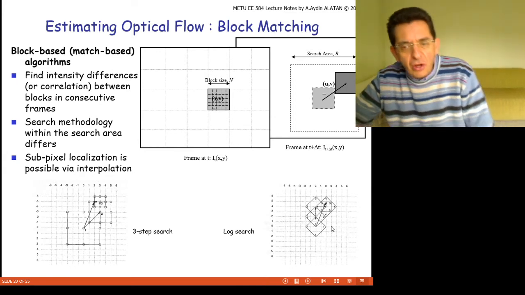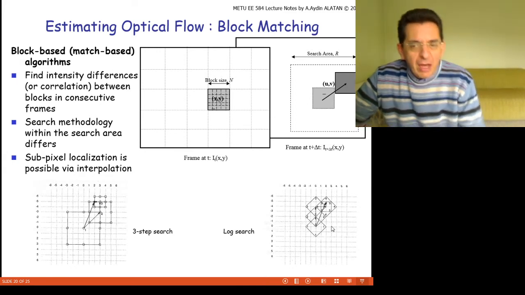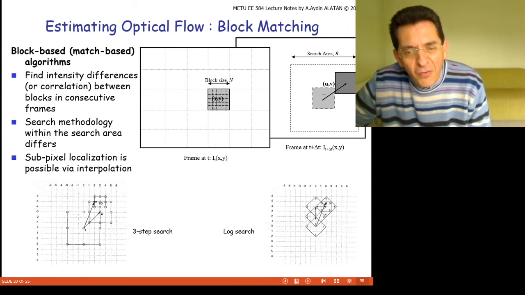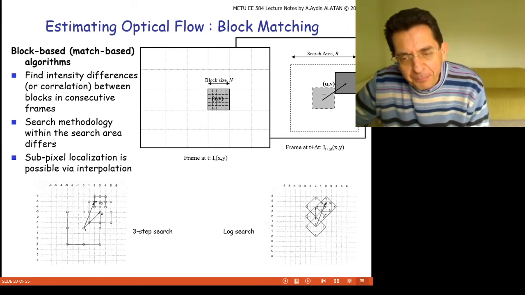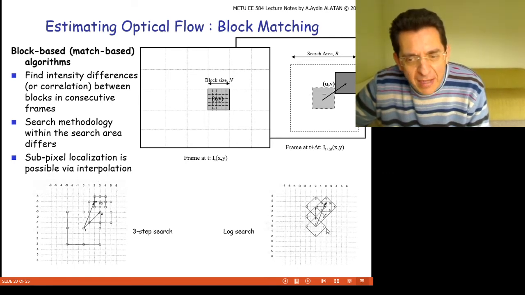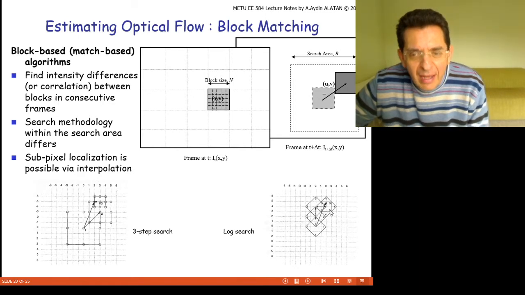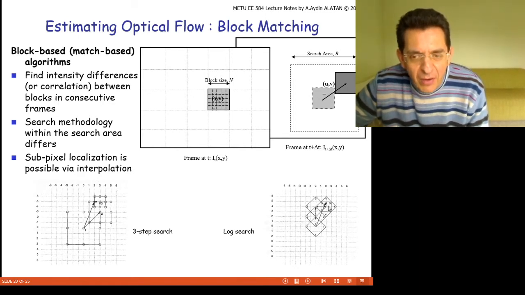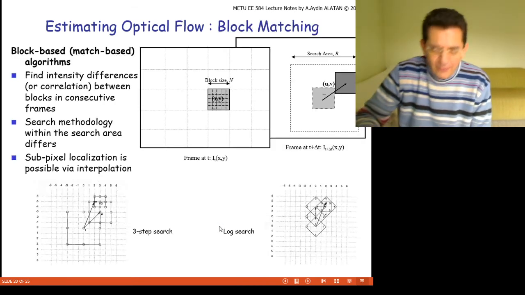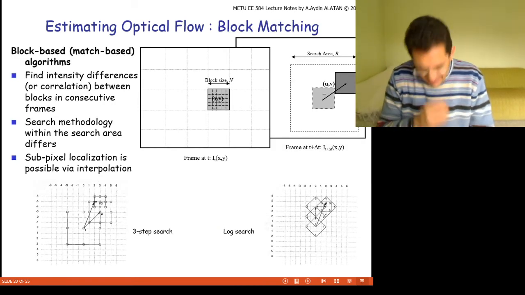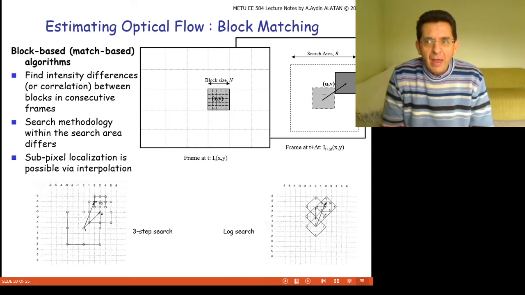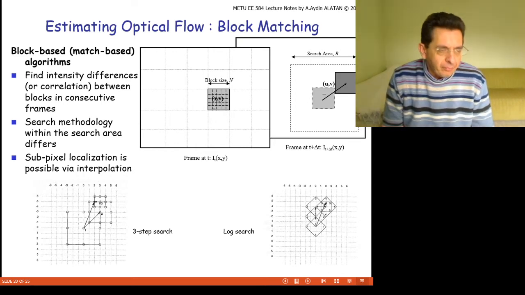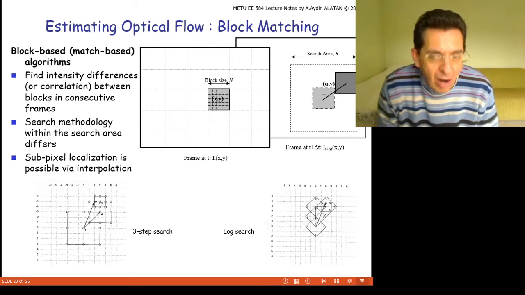This is the log search. Again, this time you are going in a fixed size neighborhood, and you look for your 4 best results. Based on that, you move to another, and at the end, after a few steps, you make your final refinement like that. This is a very fundamental technique, and you have to implement these things in hardware.